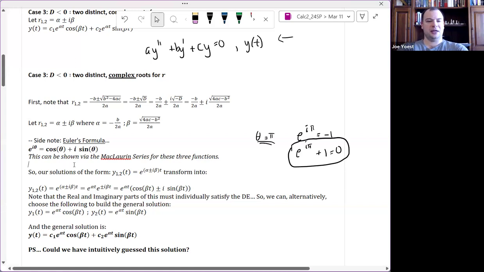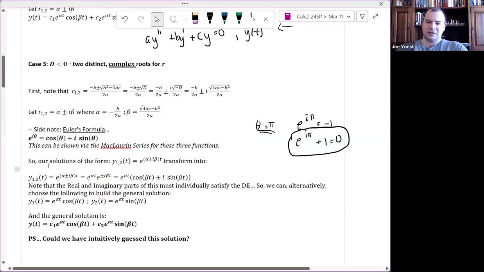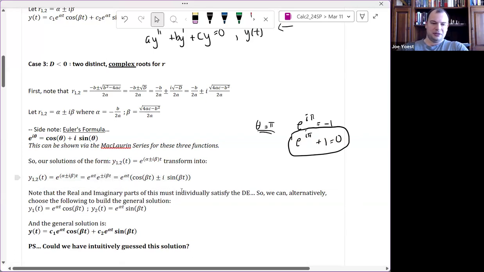It's not clear right now why it holds, but imaginary numbers are often tied to oscillatory phenomena. So whether that's in differential equations or linear algebra or whatever, a lot of times if we see imaginary numbers, we think of oscillations in some sense. So again, we want solutions of the form e to the alpha plus i beta times t, and we're not sure how to handle that directly, but maybe we can transform that into e to the alpha t times e to the plus or minus i beta t. Let me add a line here.